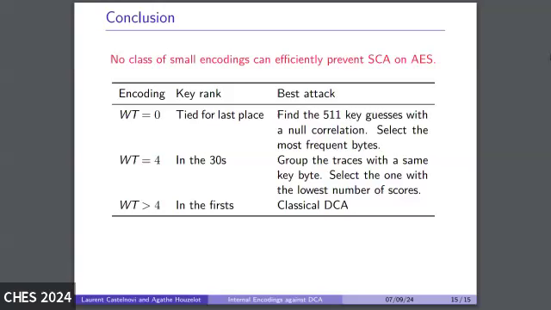So unfortunately, the conclusion of our work is that no class of small encodings can actually prevent the mixed collisions output, and thus protect the AES against side channel attacks. I didn't really clearly mention this, but if you take encodings that have a Walsh transform higher than 4, then the classical DCA will succeed with overwhelming probability, so you can't really do that. And if you craft encodings with only small values in the Walsh transforms, then you might be able to prevent classical DCA, but then we showed that one could adapt the attack in order to break even these specific encodings.